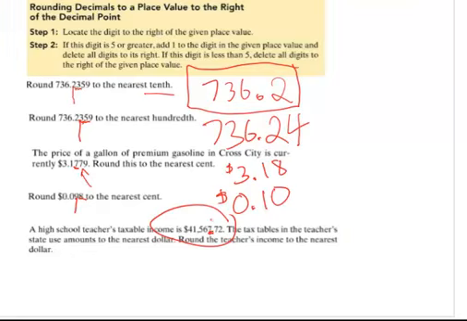So the question that essentially it's asking me is, $41,567.72, is that number closer to $41,567, or is it closer to $41,568? Well, we have 72 cents. That's almost $1. So we're actually closer to $41,568.